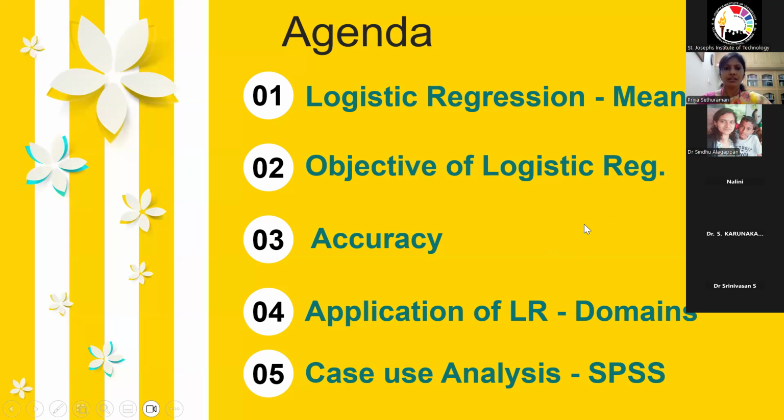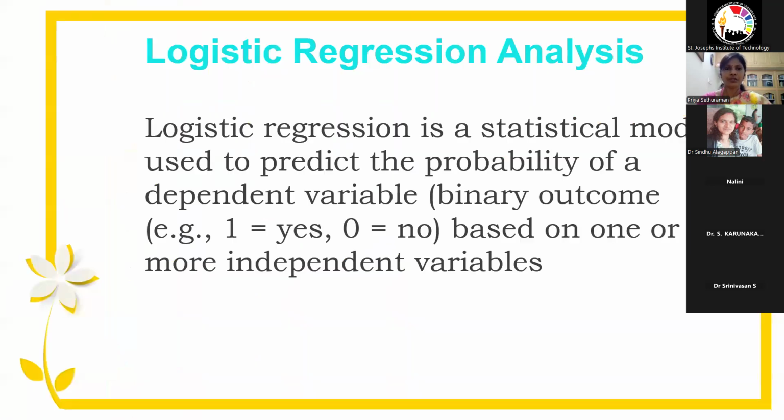So first, to start with, what is the meaning of logistic regression? Logistic regression helps to predict the probability of a dependent variable. Dependent in this case is a binary outcome. Binary means there are two classifications. It can be yes or no, default, not default, loyal, not loyal, etc. I will explain another example.